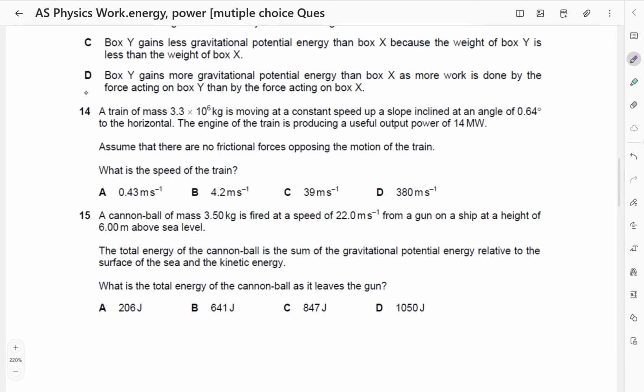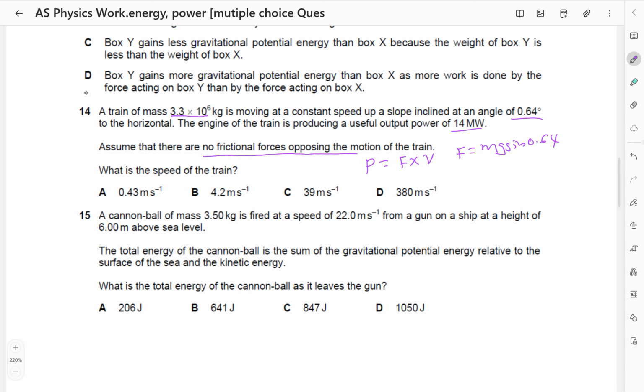A train of mass 3.3 times 10 power 6 kilograms is moving at a constant speed up a slope inclined at 0.64 degrees to the horizontal. The engine of the train is producing a useful power output of 14 megawatts. Assume that there are no frictional forces opposing the motion. What is the speed of the train? We know that power is force times velocity. But note that it's moving on an incline, so the force is going to be the component of the weight down the slope, mg sine of 0.64.